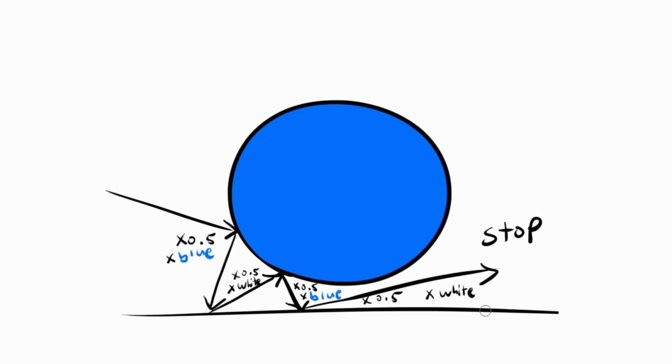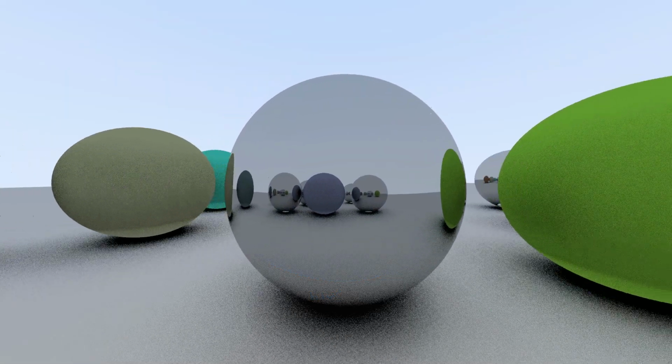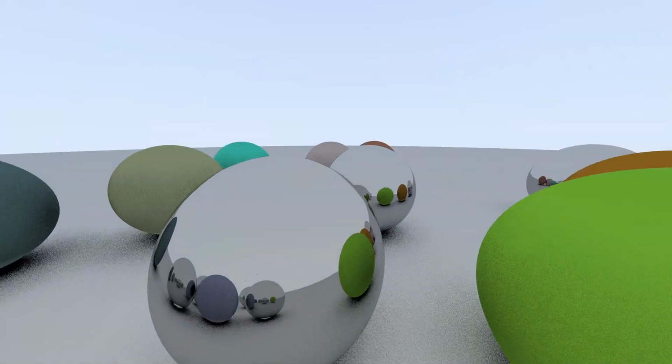Then, by additionally multiplying by the color of the surface each time our ray bounces, we can now render colorful diffuse and reflective spheres. This concludes our basic ray tracer.